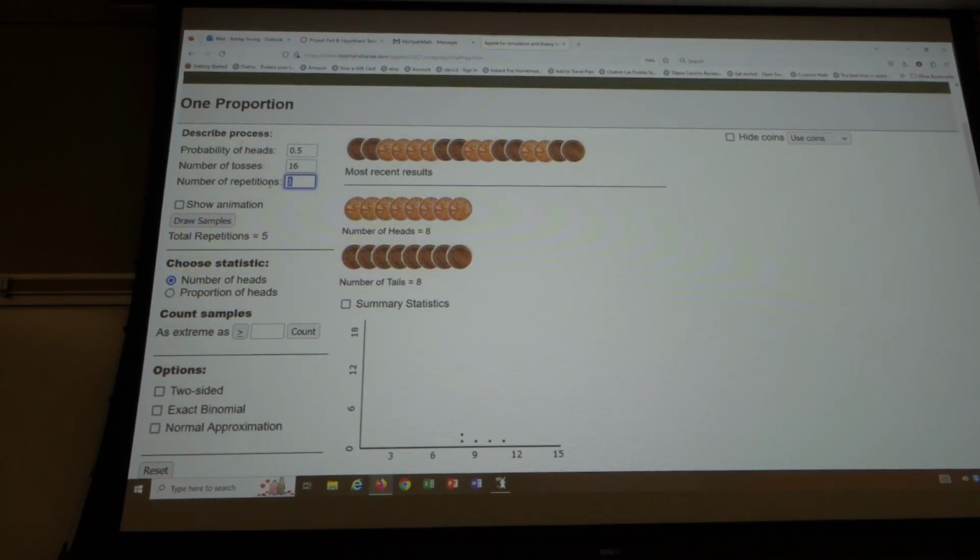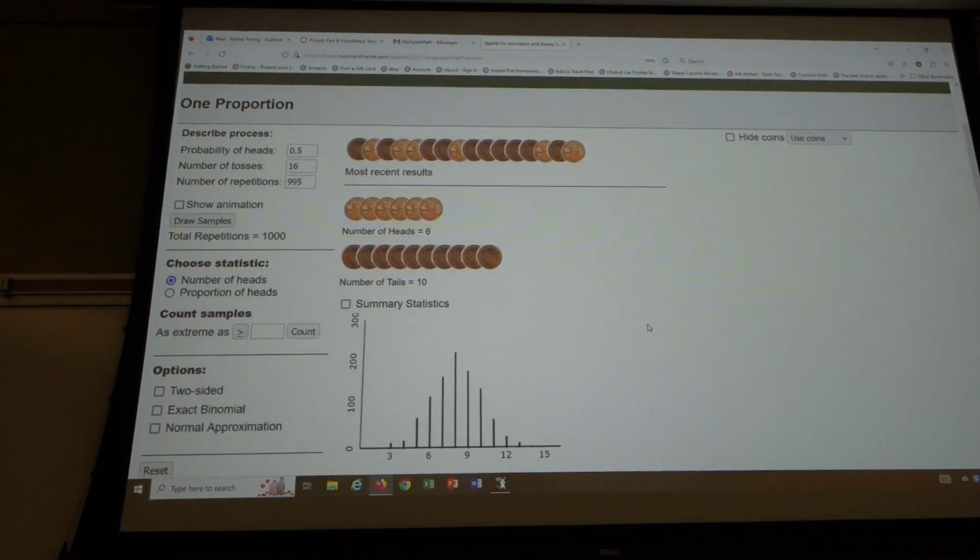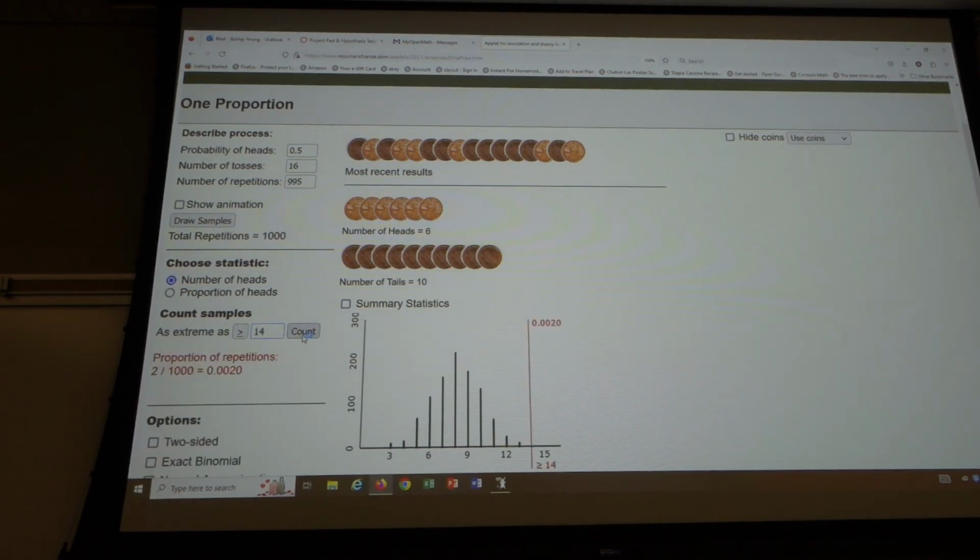I'm going to do 1,000 of them total. So I have 5 already. I'm going to do 995 more. And there's my nice little thing here. Now I want to know, how many did we have? We had 14 out of 16. So I'm going to see how many are 14 or more. 2 out of 1,000.